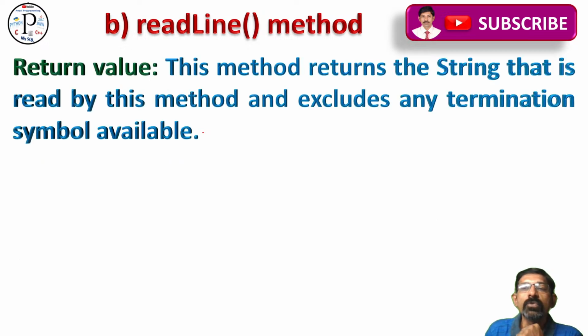This method returns the string that is read by this method and excludes any termination symbol available. Now who can say what is this termination symbol available? Intentionally I have used this word to make you understand what is called termination. What is this termination symbol it is talking about? It is ignoring, or not including, or not putting it in the buffer while extracting the data.